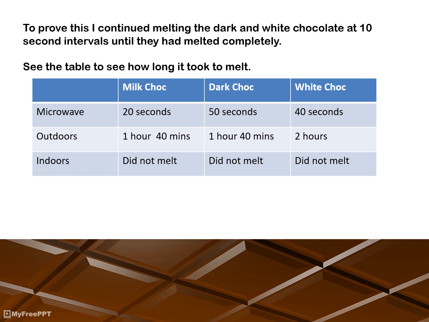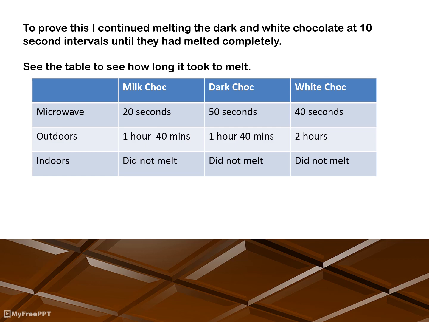I carried on melting the dark and the white to see if they would eventually melt. And I kept going at 10-second intervals. So I put the dark chocolate back in, put another 10 seconds on, another 10 seconds, another 10 seconds. And you can see here it took 50 seconds in total to melt. So even if he does make his palace out of dark chocolate, it will still melt at some point. It will just take longer to melt.